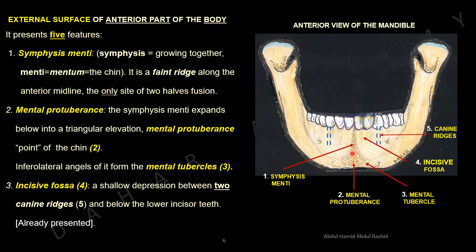Next, here is the symphysis menti. This is the canine ridge. You know that. Between the symphysis menti and canine ridge, below the incisor teeth, we have a shallow area called the incisive fossa. We have already mentioned this in the previous slides. So we have 2 incisive fossae, on either side of the symphysis menti.